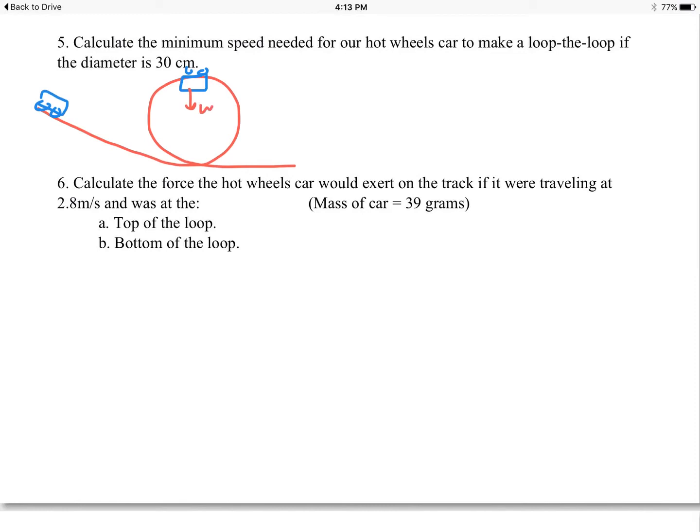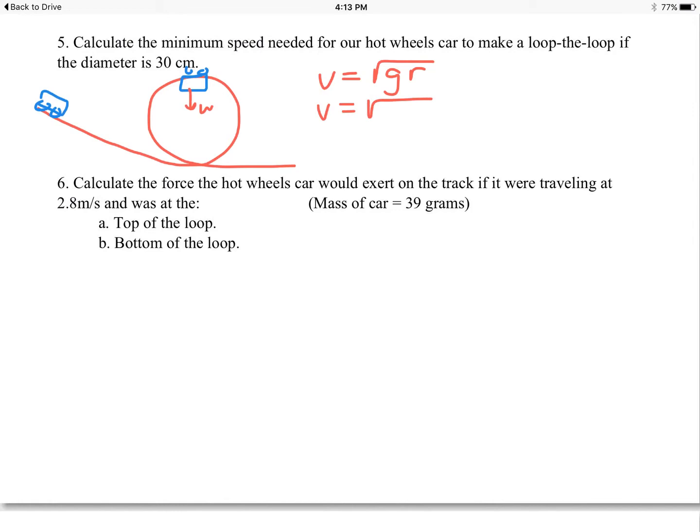I went through all the math on the previous page here. It results in the equation V equals the square root of GR, the condition for just barely making a loop. The speed that the car needs at that point, it would actually need more speed than that at the bottom because it loses speed as it goes up the loop, losing kinetic energy and gaining GPE. We're not going to calculate that here.